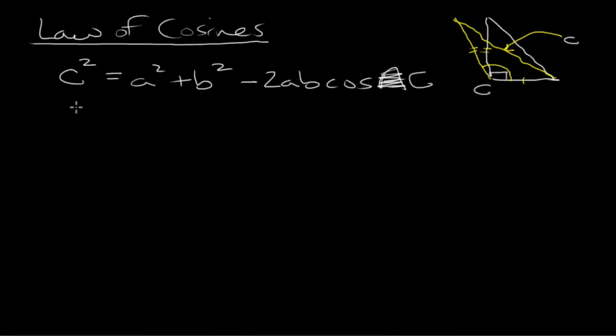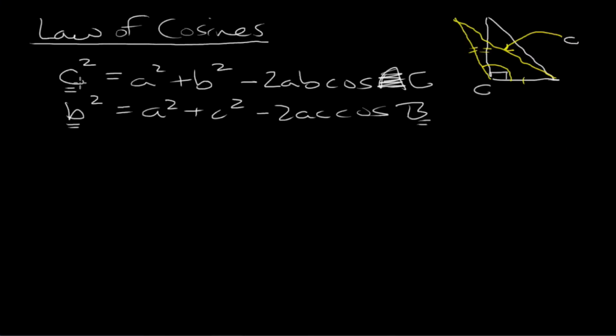But I can write this in any order. So I can say b squared is a squared plus c squared minus 2ac cosine of b. Notice that that's a b, and that's a b, that's a c, and that's a c. And what would the last one be? 2bc. So notice that these match these.